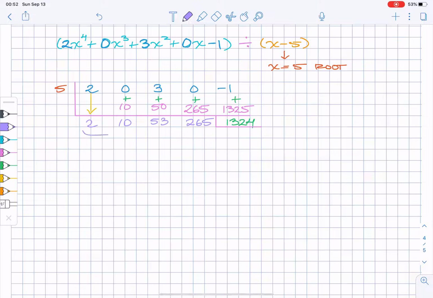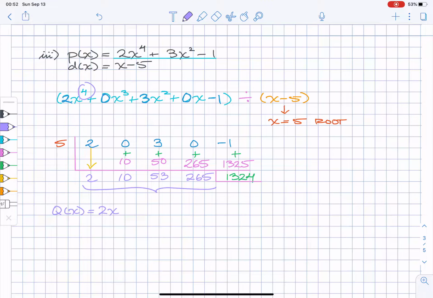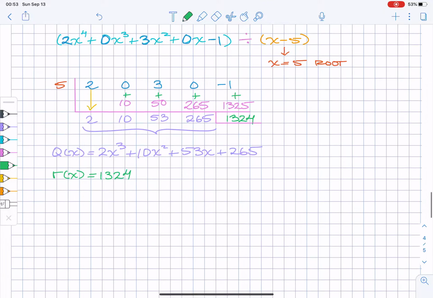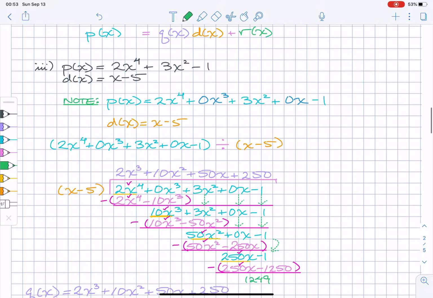So I claim the quotient, in this case, is going to be 2 times x to 1 power less than 4. So that's going to be 2x cubed plus 10x squared plus 53x plus 265, and the remainder will be 1,324. Okay, so let's see what I did wrong up above and why polynomial long division is so terrible.